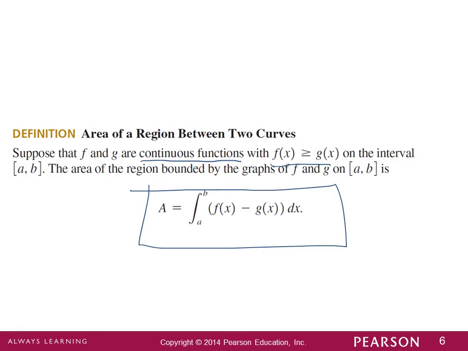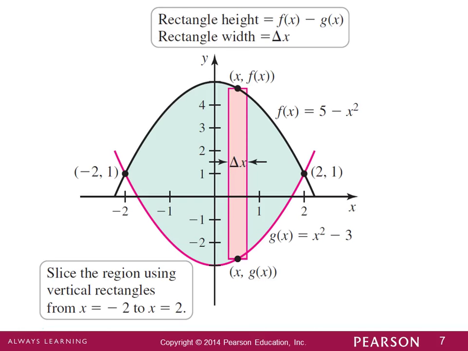And on that interval a to b, the area bounded by the graphs of f and g on a to b is going to be defined as the integral from a to b of the quantity of f of x minus g of x dx. And so to find the area between two curves, we simply subtract the functions and integrate. It's just like we would before. So look at an example here.